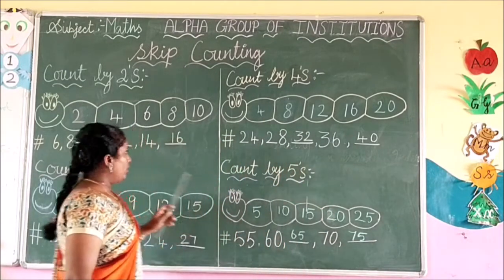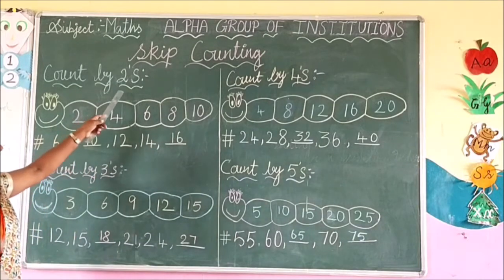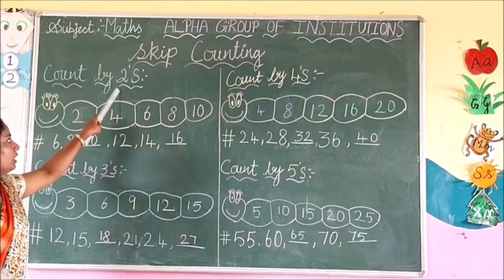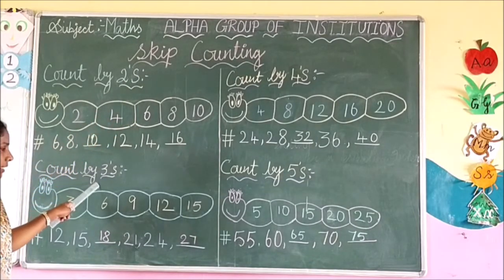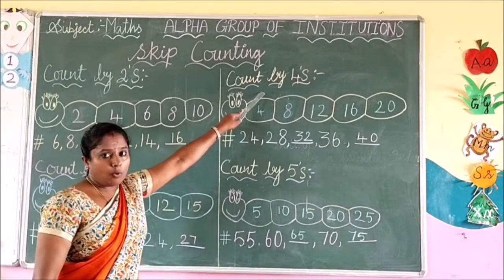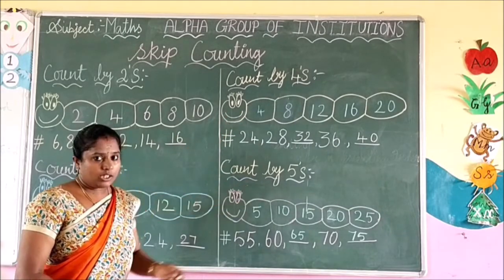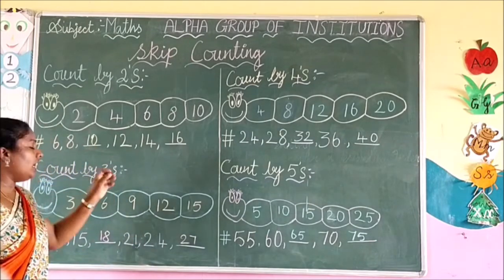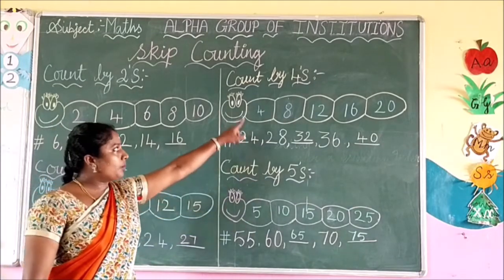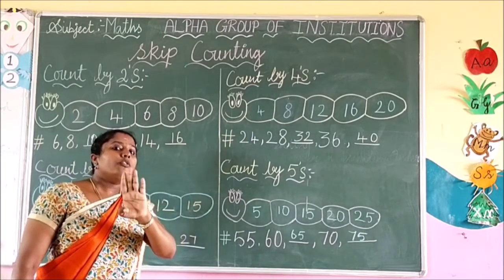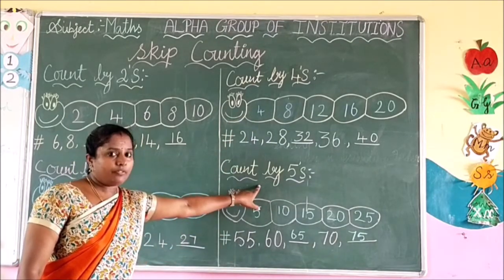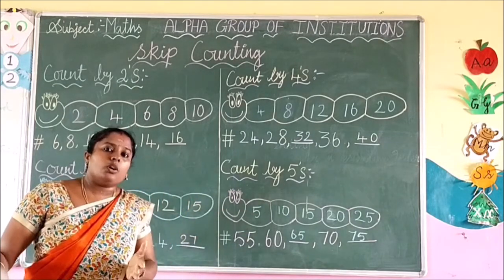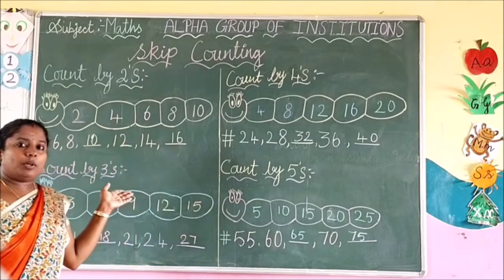So we have discussed skip counting: skip counting by 2s, by 3s, by 4s, and by 5s. Skip counting by 2 means we have to skip 2 numbers. Skip counting by 3, we skip 3 numbers. By 4, we skip 4 numbers. Likewise, skip counting by 5 means we skip 5 numbers, and it goes on. Okay. So have you all learned about it?